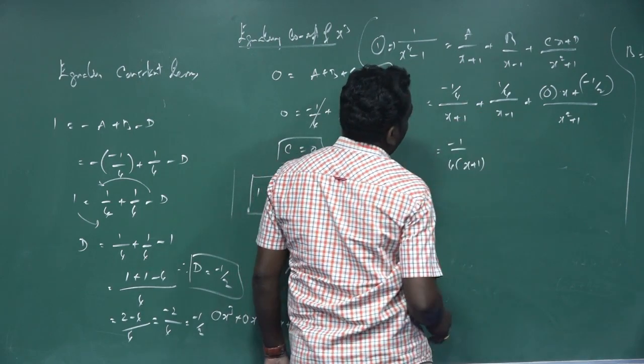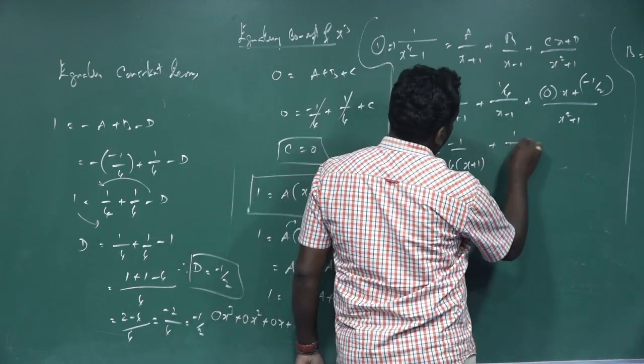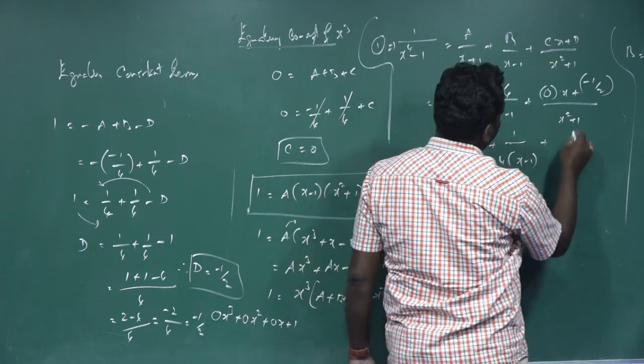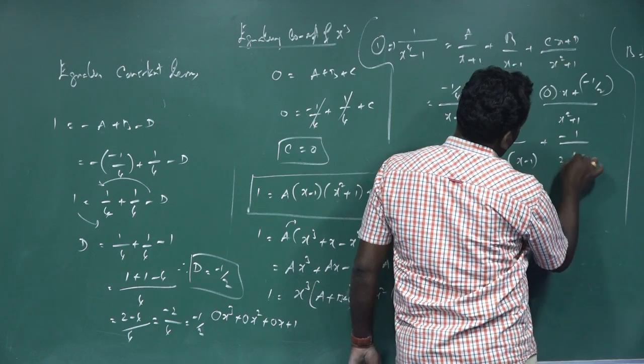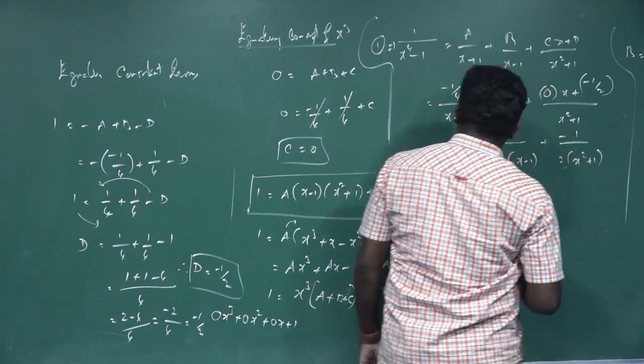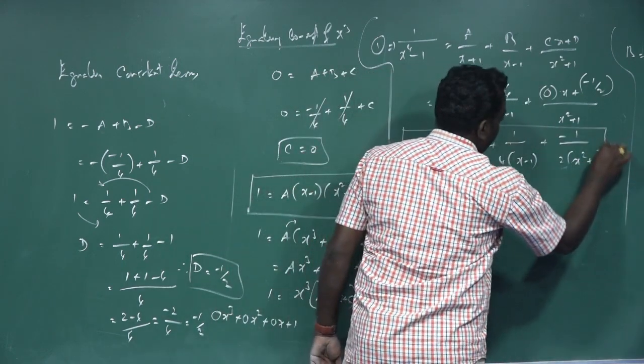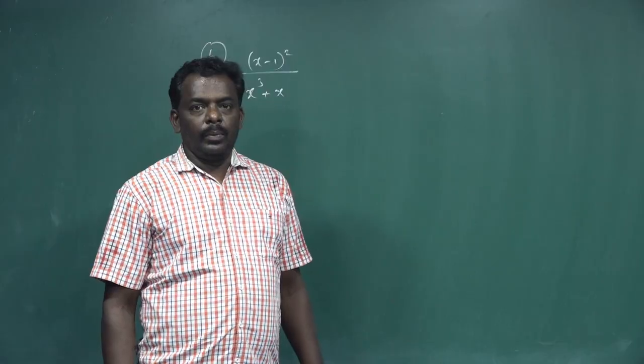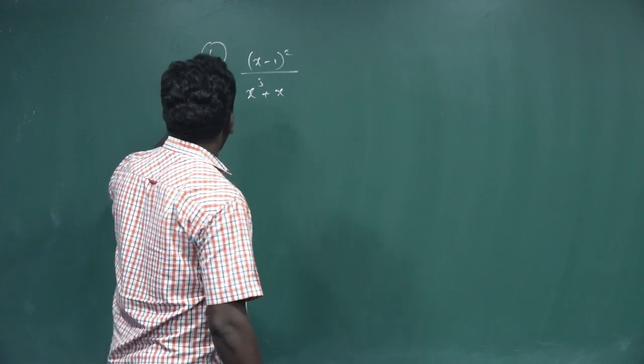Just transfer it to the denominator. Plus 1 by 4 into x minus 1, plus 0 will cancel, minus 1 by 2 into x square plus 1. This is the final simplification by applying the separation of partial fractions. Come to next question number 6.